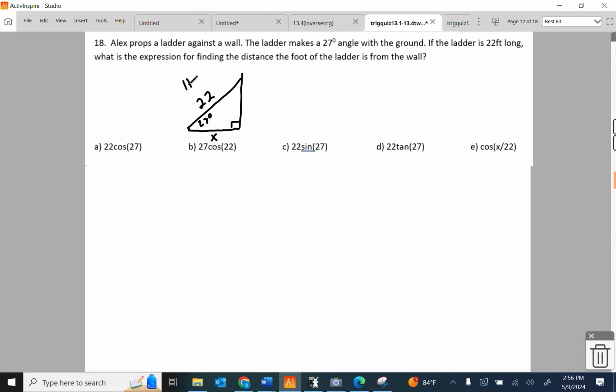And what I have is I have a hypotenuse, and I have an adjacent side to that angle. And again, I'm thinking about SOHCAHTOA. Like, don't make this harder than it has to be.